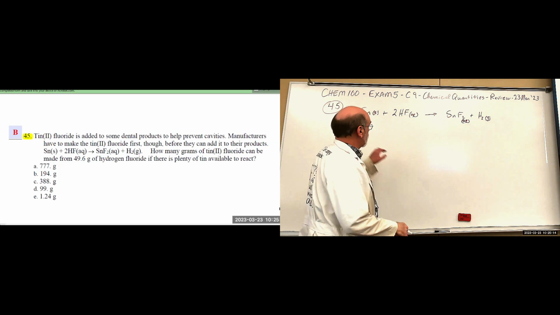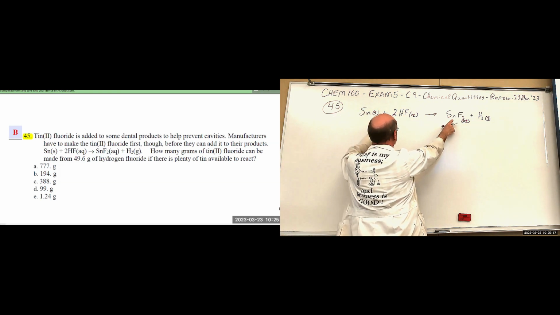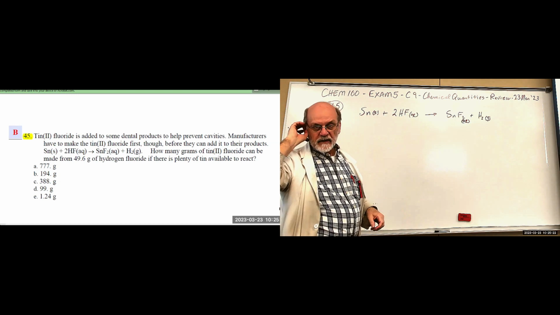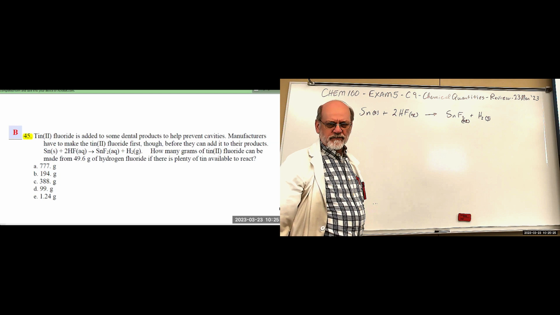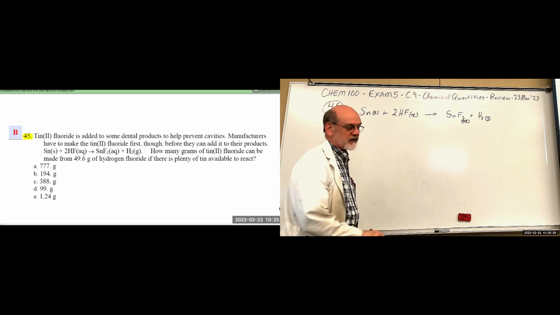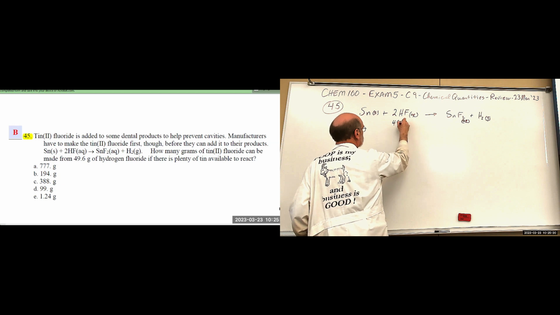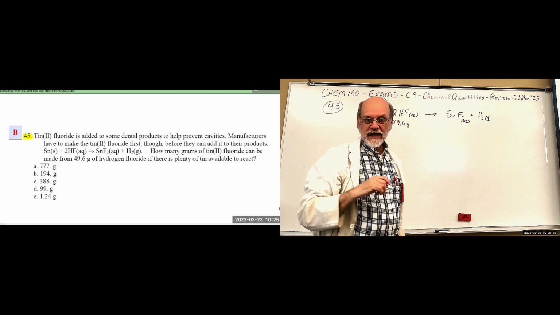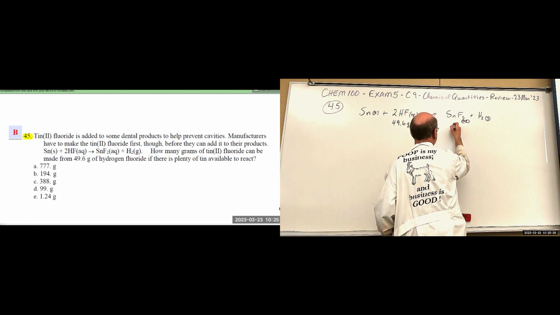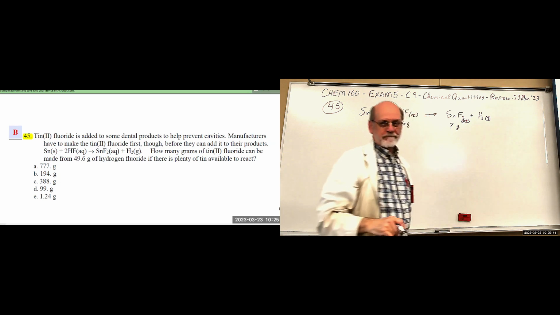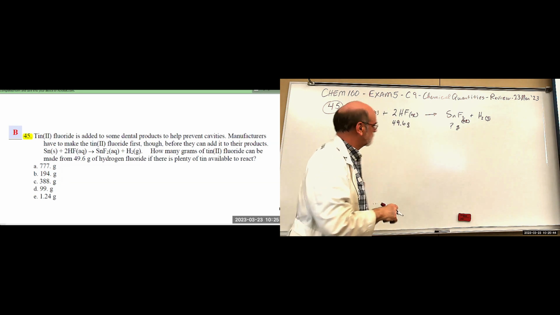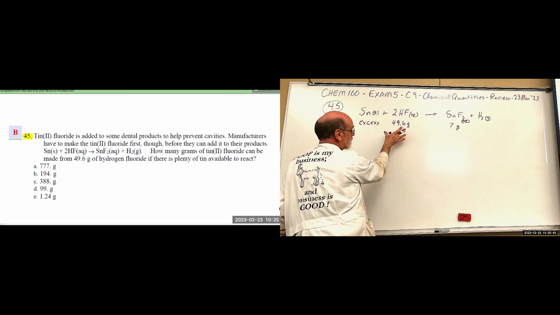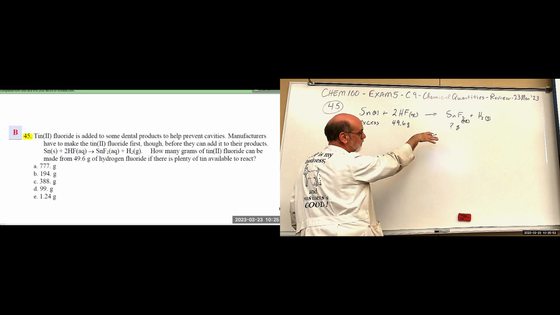Okay, is that balanced, first of all? 1 tin, 1 tin. 2 hydrogens, 2 hydrogens. 2 fluorines, 2 fluorines. It's balanced. How many grams of tin(II) fluoride can be made from 49.6 grams of HF? How many grams of this product? If there's plenty of tin, so they're saying excess. All right, so we've got to convert this into moles before we can move over there.